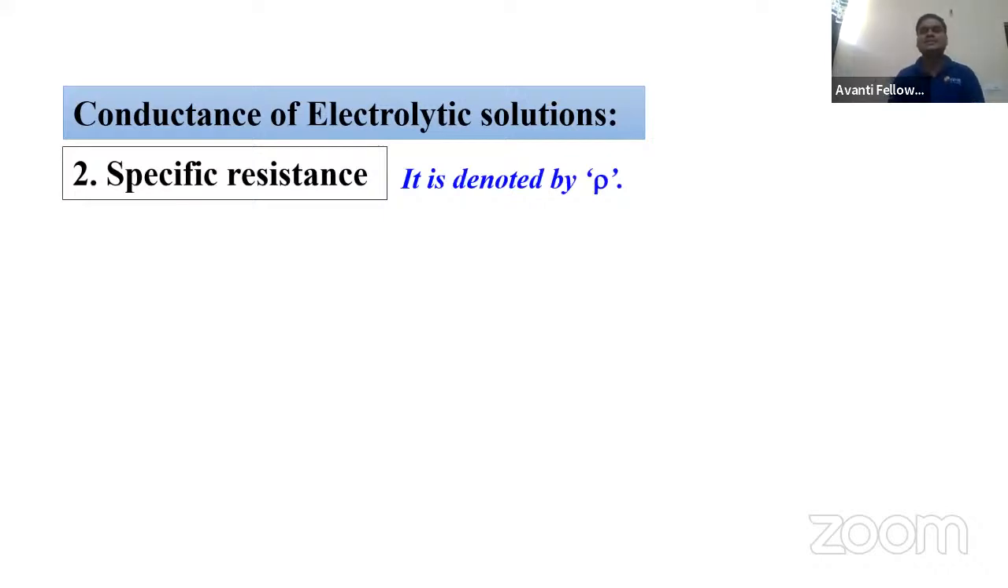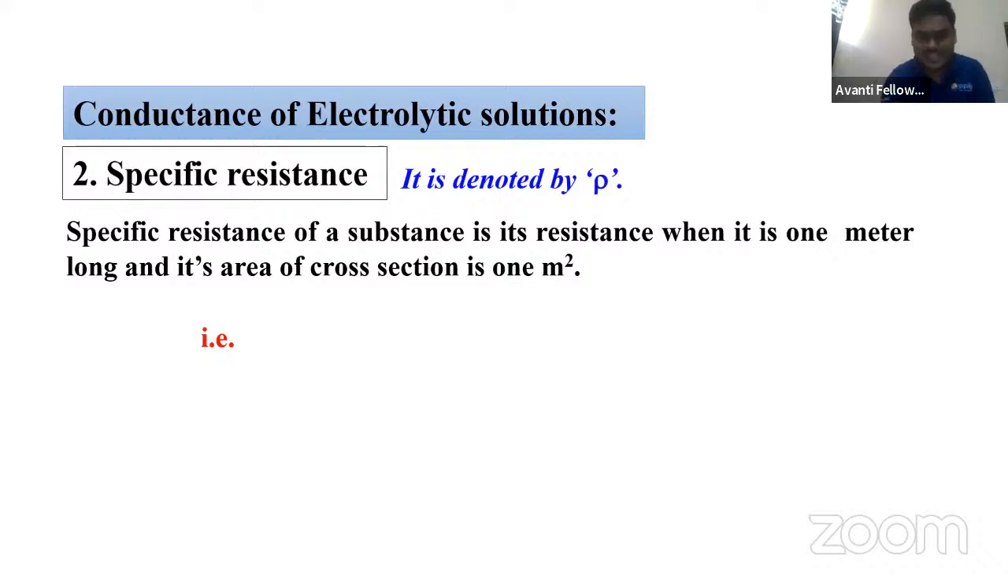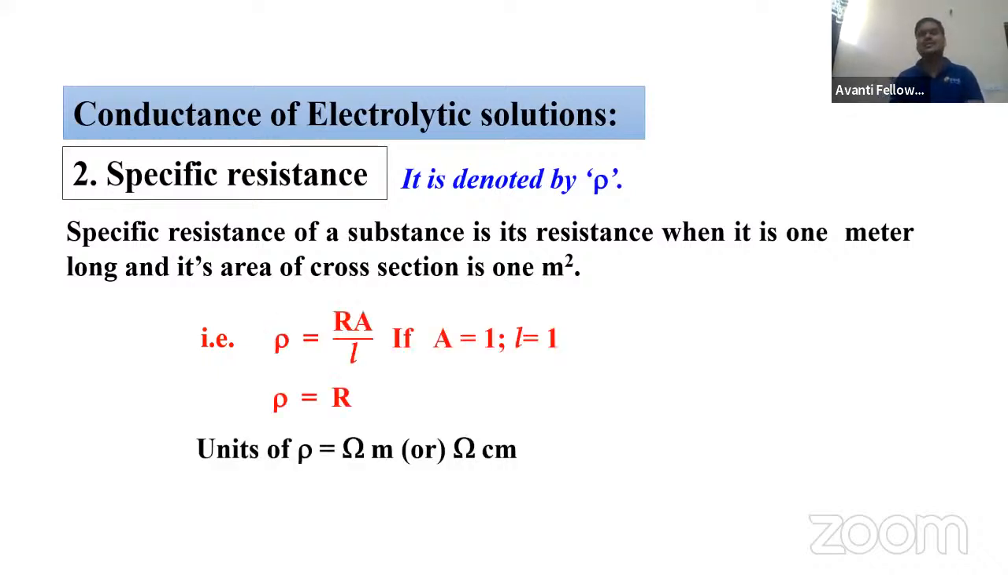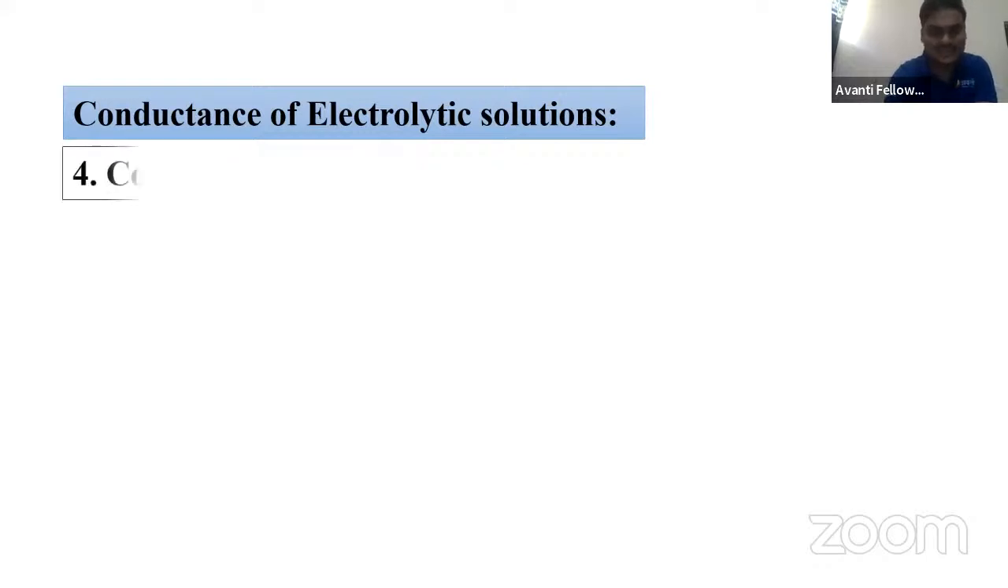Now the second is specific resistance. The specific resistance is denoted by rho, right? And its value is already calculated. That is rho is equal to R into A by L. And the unit of resistivity is ohm meter, or we say ohm centimeter.